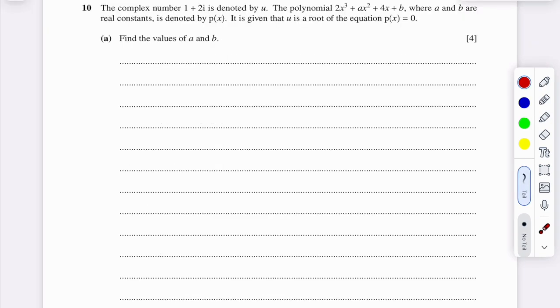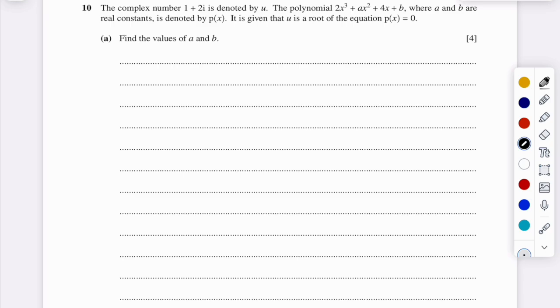Alright guys, for number 10, it says that the complex number 1 plus 2i is denoted by u. Okay? And it has this polynomial where a and b are real, denoted by p of x. Okay, and it's given that u is a root of the equation p of x equals 0. Okay, and just from here, it just wants us to find the values of a and b. Brilliant. So, how are we going about doing this?